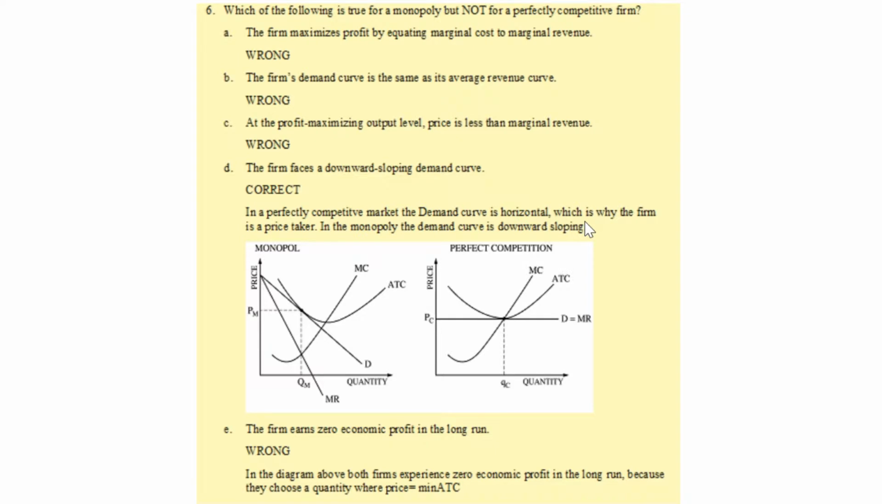So you can see the two markets right here, a monopoly and the perfectly competitive firm. In the diagram on the left, the monopoly's demand curve is downward sloping, and because the perfectly competitive firm is getting its price from the market itself, its demand curve is horizontal. So in this question, D is correct. The firm faces a downward sloping demand curve in the monopoly, but not in the perfectly competitive firm.